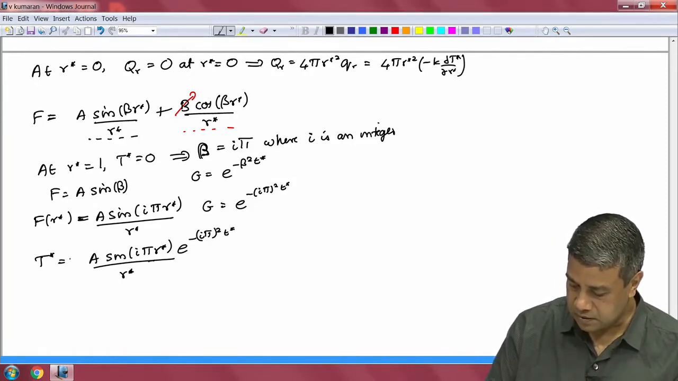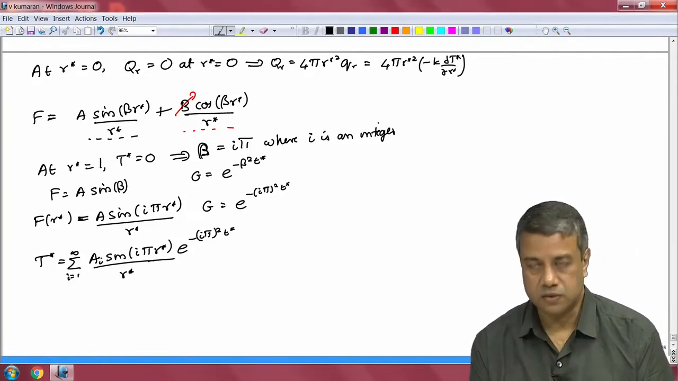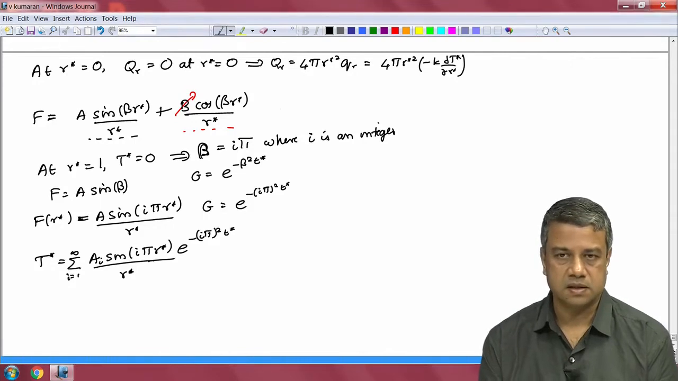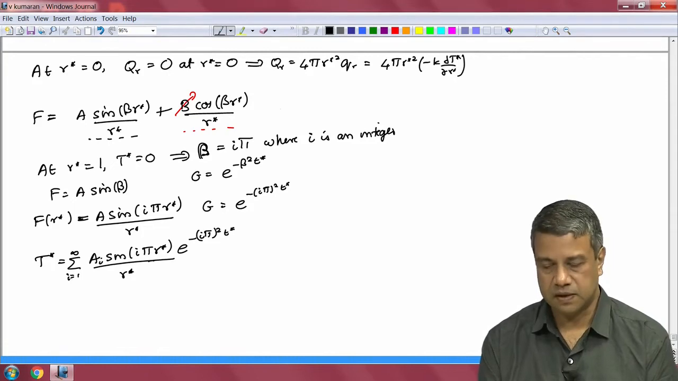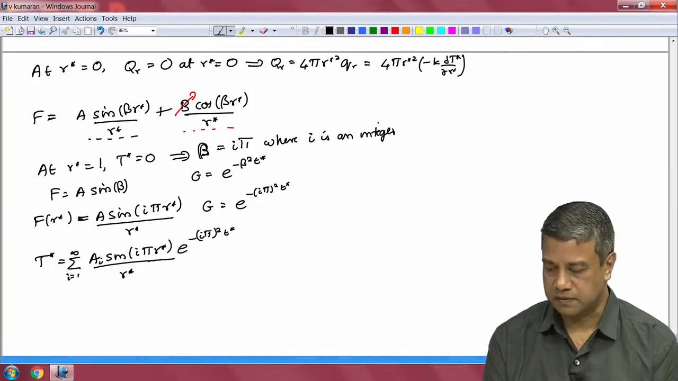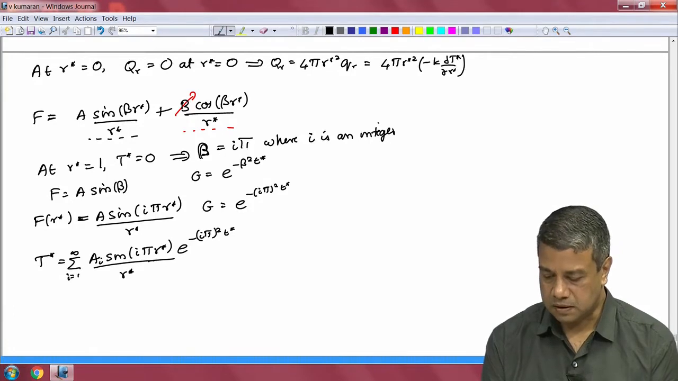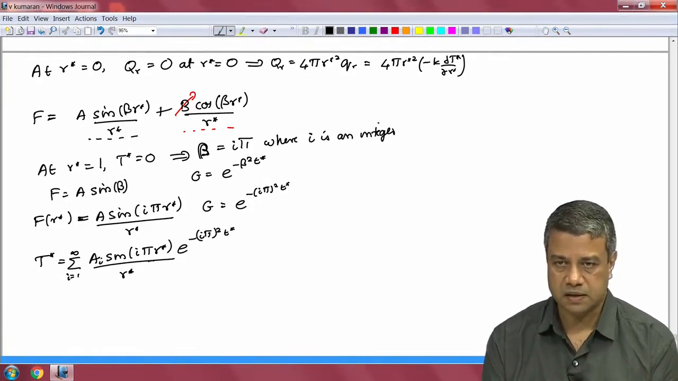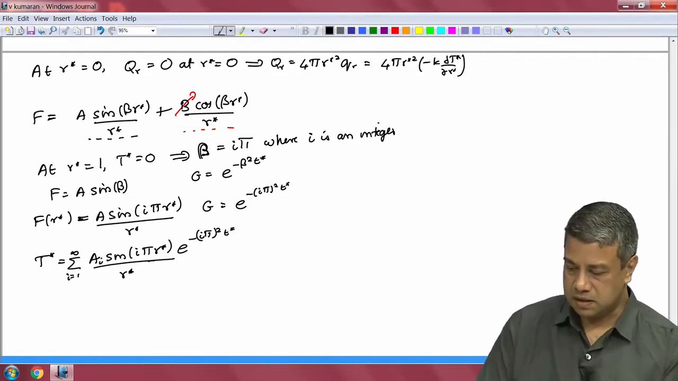Therefore, the most general solution is the summation I is equal to 1 to infinity A I times this. That is the most general solution, because this solution satisfies the boundary conditions and the differential equation for any value of I. Therefore, the most general solution is the summation of these solutions for different values of I. That is the solution for the temperature field, where the coefficients A I now have to be calculated from the initial condition.